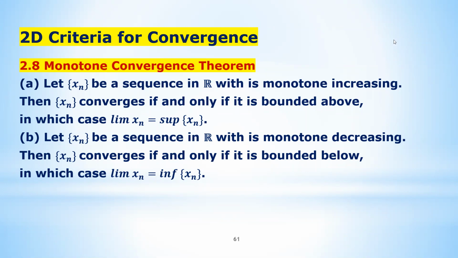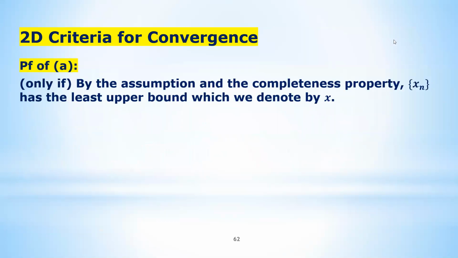So showing the other direction means that we're assuming that the monotone sequence xn has an upper bound. It's bounded above. Then we're going to show that this sequence carries a limit. The limit is actually the least upper bound. So this is what we're trying to do. We're going to show that the limit of xn is equal to x.